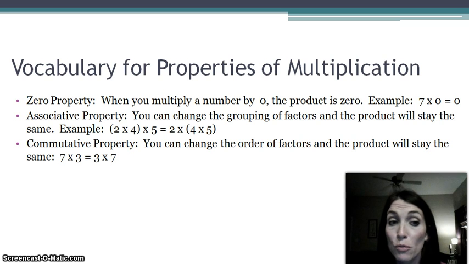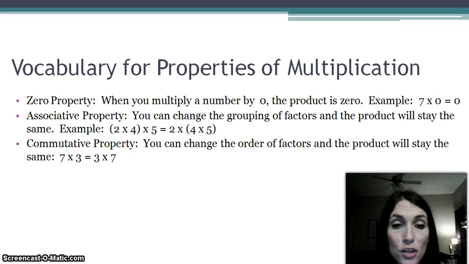Sometimes we nickname it the grouping property. You'll notice that all of the numbers are in the same order on both sides of the equal sign. 2 times 4 times 5 is equal to 2 times 4 times 5. It's just the order in which we work the problem is a little different. When we look at this problem, 2 times 4 is 8 times 5 is 40. On the other side of the equal sign, if we do 4 times 5 first, that gives us 20 times 2, which is also 40. That is an example of the associative property or the grouping property.